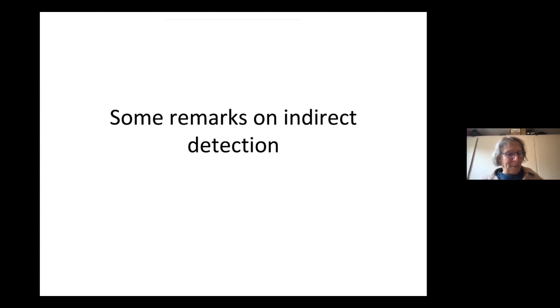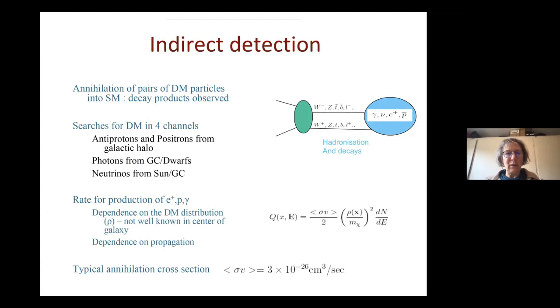Let me just make one or two remarks about indirect detection. This is something I did not talk too much about, and the reason is because there was so much to say about direct detection, relic density and colliders, which are much more effective in probing SUSY dark matter. But let's just make a few comments about indirect detection. Indirect detection comes from observation of the decay products of annihilation of pairs of dark matter particles in the galaxy.